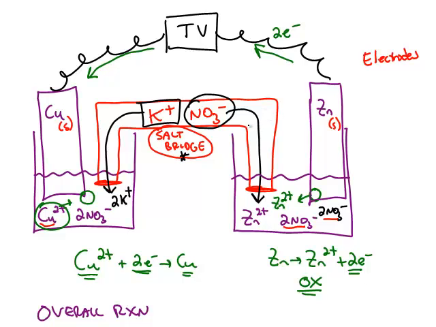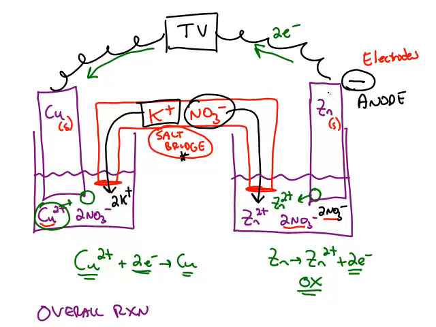Now that we have all the components for the battery, we want to label the components. The zinc side of this battery was where the source of the electrons was. So we can consider that terminal, that electrode, to be the negative terminal. And the negative terminal is given the name anode.